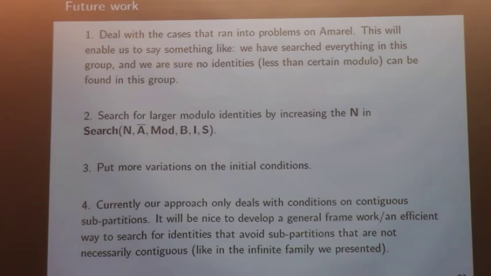And the second one, search for larger modulo identities by increasing the n. Third, put more variations on the initial conditions. Currently, our approach only deals with conditions on contiguous subpartitions. It would be nice to develop a general framework to search for identities that avoid subpartitions that are not necessarily contiguous, like in the infinite family we presented, or consecutive.